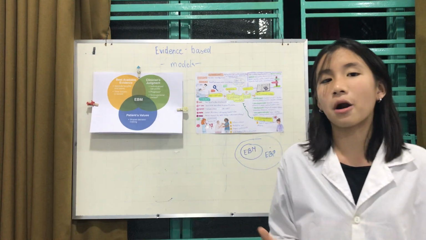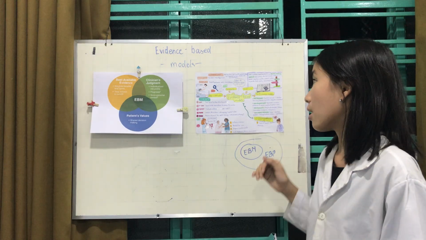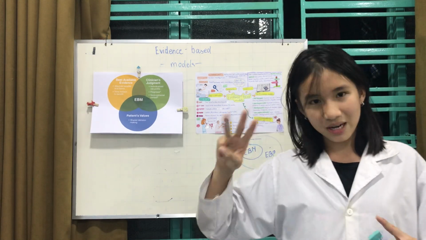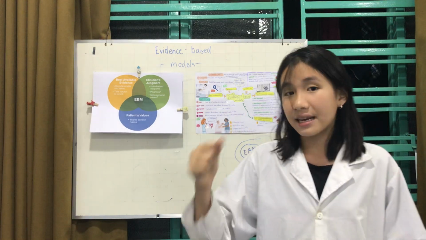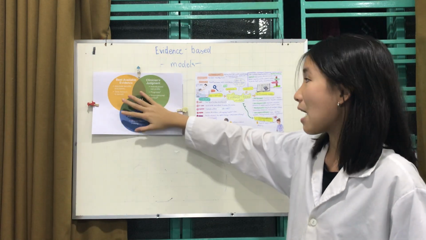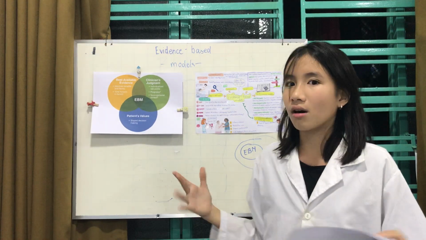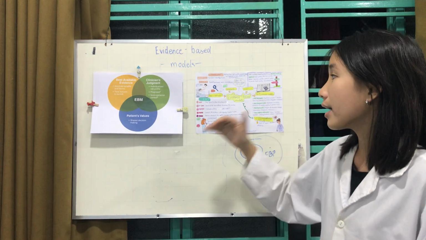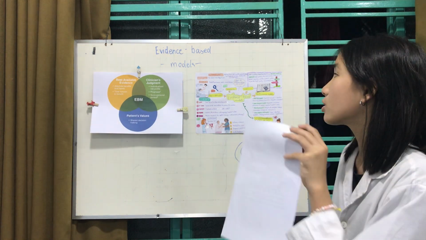Moving on to the next part, which is the core components of the evidence-based models. There are 3 main pillars, 3 main core components that evidence-based models are built on. That is best available evidence or best research evidence, clinical judgment or clinical expertise, and finally the patient values. Now, firstly, best research evidence.